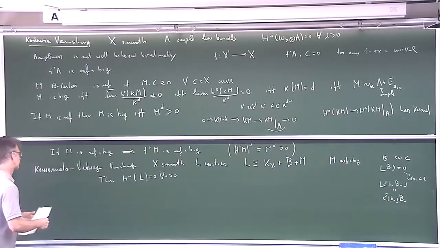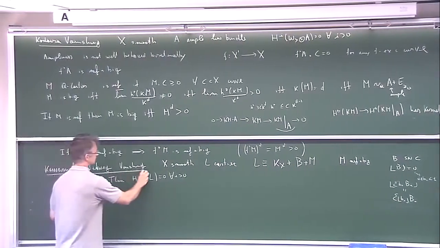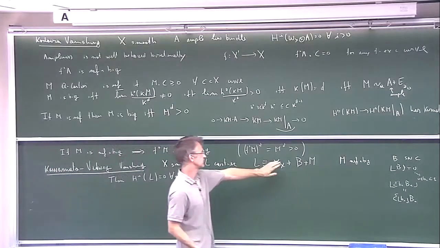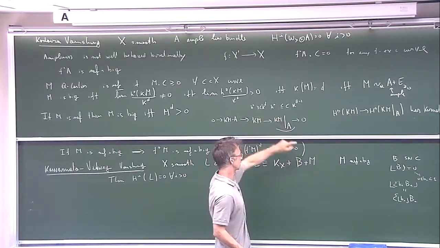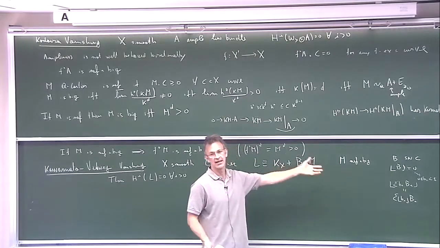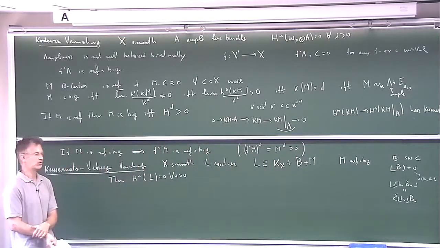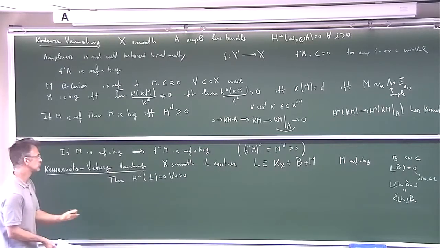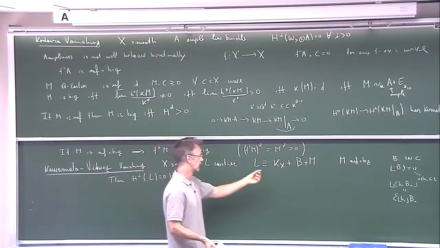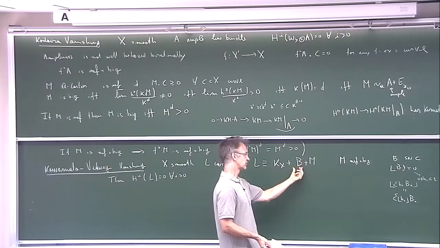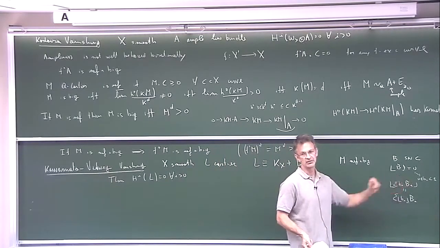Now Kawamata-Viehweg vanishing is much more flexible from a couple of points of view. If you set B equals zero, it's just like Kodaira vanishing, but I'm allowing nefness and bigness instead of ampleness, something that behaves very well under birational maps. But also, I'm allowed to fudge things by simple normal crossing divisors with small coefficients.